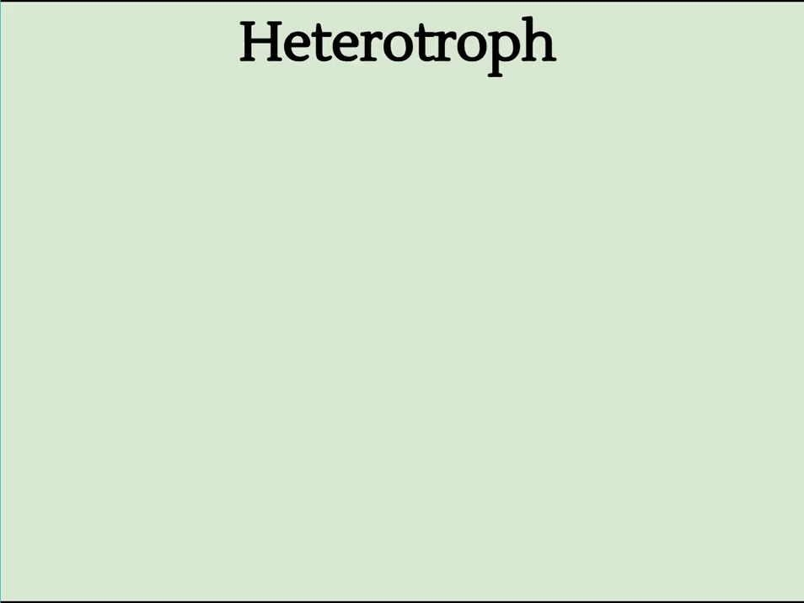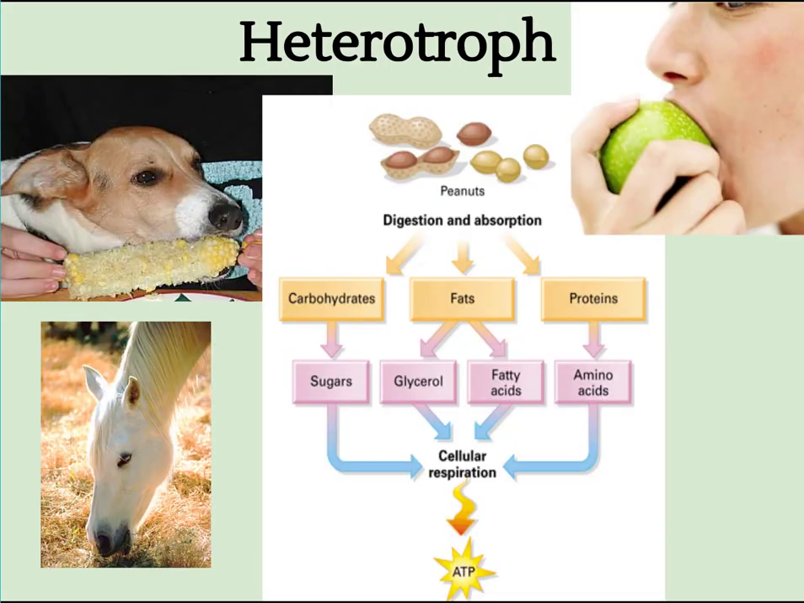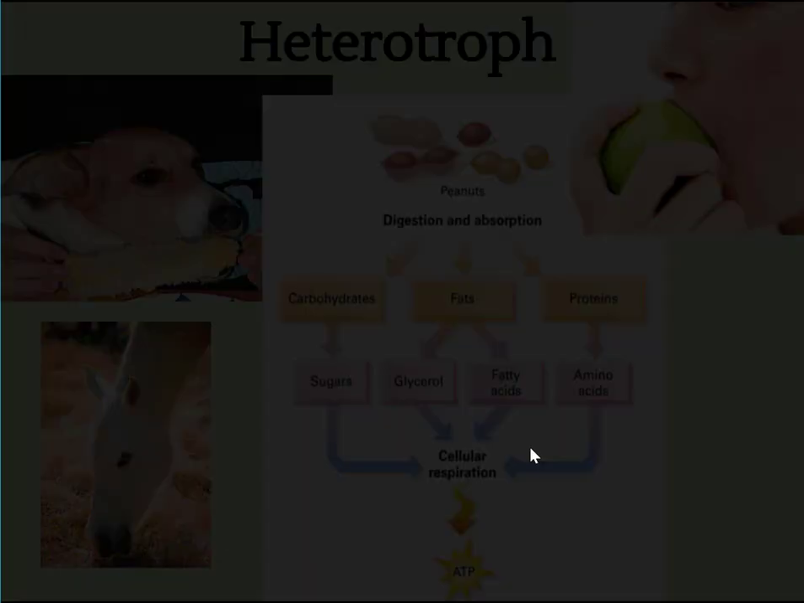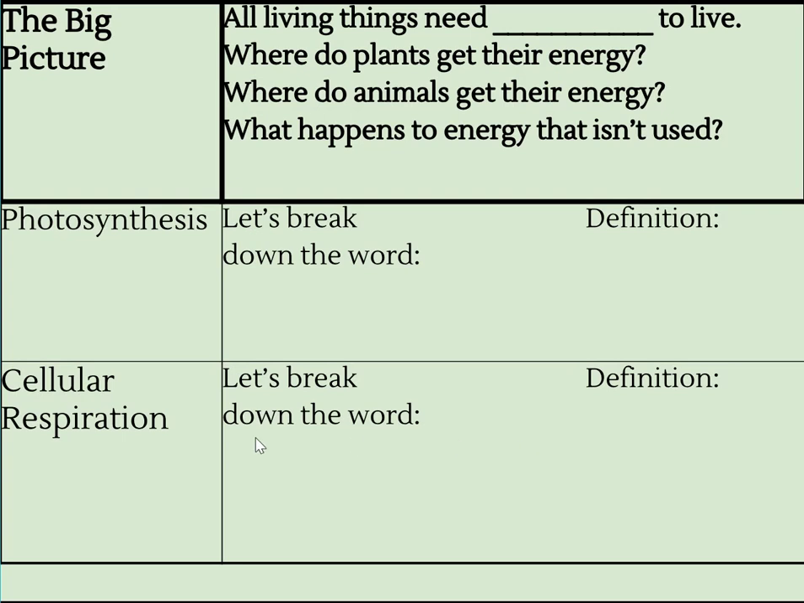A heterotroph, on the other hand, has to gain energy by eating food, corn, hay, apples, things like that. So we take in all of this food and we turn it into energy, or what we're going to call ATP. Now, if we look at the bigger picture here, all living things need energy to live. We already said that plants get their energy from the sun, and animals get energy from the food that we eat.